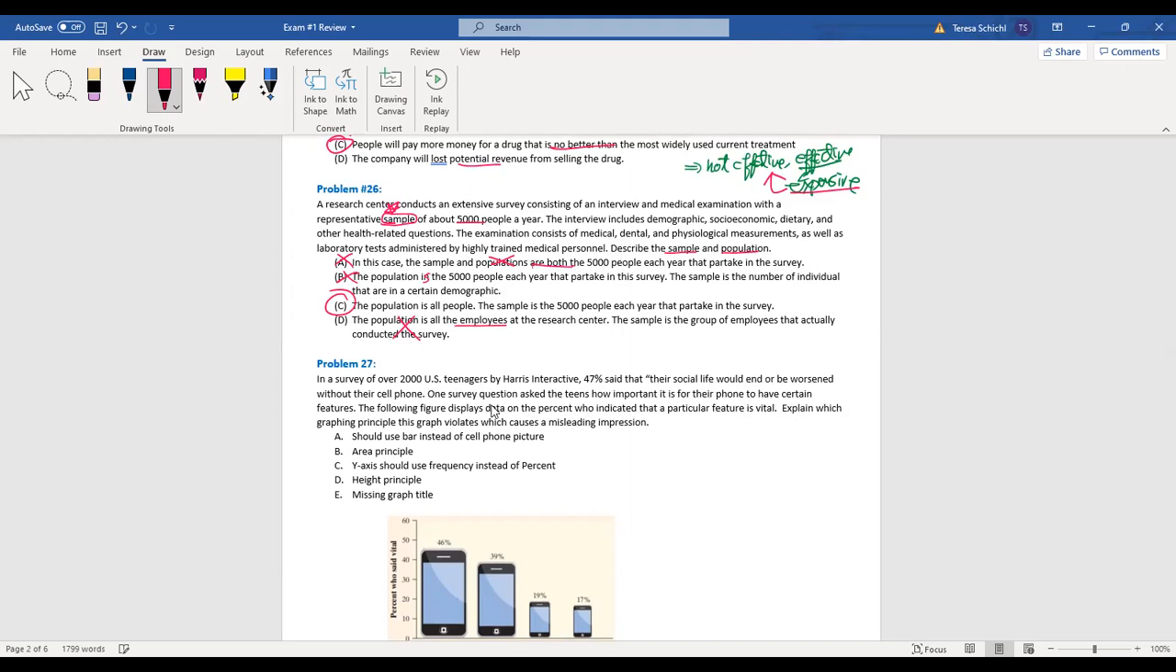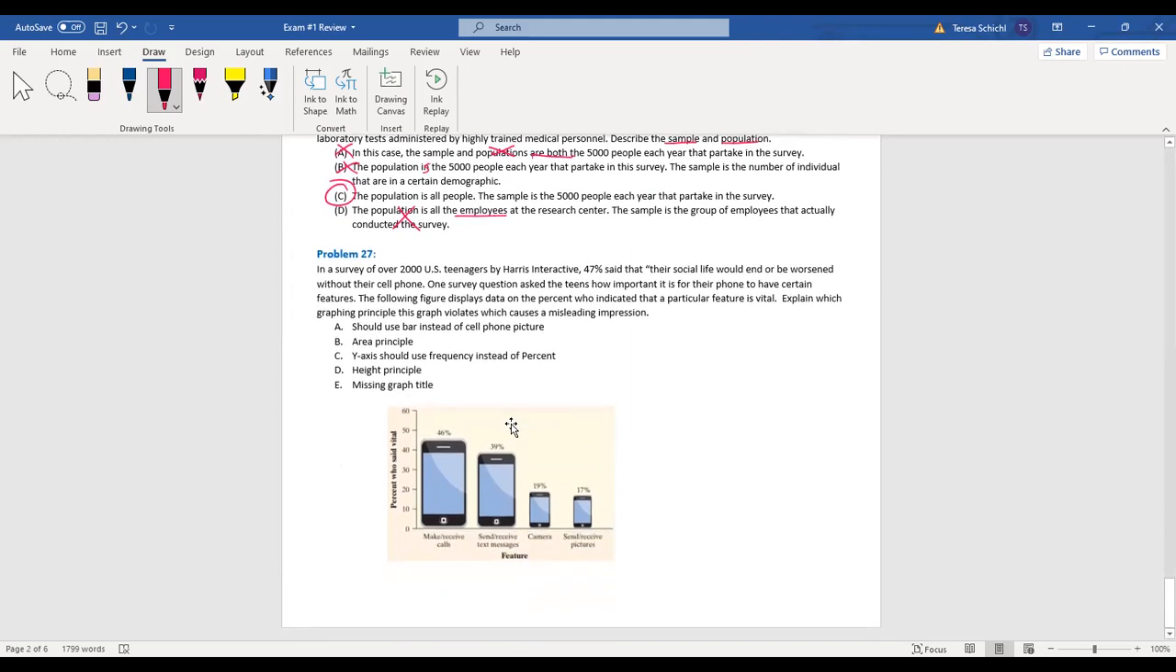Okay, so number 27, see here. In a survey of over 2,000 US teenagers by Harris Interactive, 47% say their social life would end or worsen without their cell phone. One survey question asked teens how important it is for their phone to have certain features. The following figure displays the percent who indicate a particular feature is vital. Explain which graph principle is misleading. Should I use a bar chart instead of the cell phone figure?